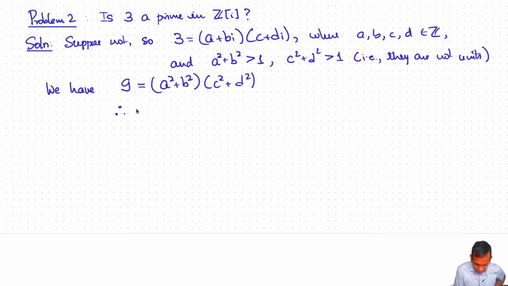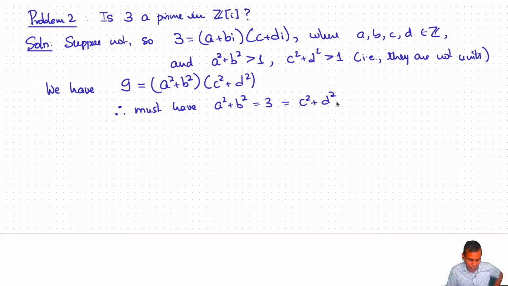Therefore, we must have a squared plus b squared is 3, and so is c squared plus d squared. So a squared plus b squared and c squared plus d squared must be equal to 3. But can we write 3 as a sum of two squares? Well, 3 can be written as 3 plus 0, that's certainly not a sum of two squares, or it can be written as 2 plus 1, that's also not a sum of two squares, or 1 plus 2 or 0 plus 3, which are hardly new choices.